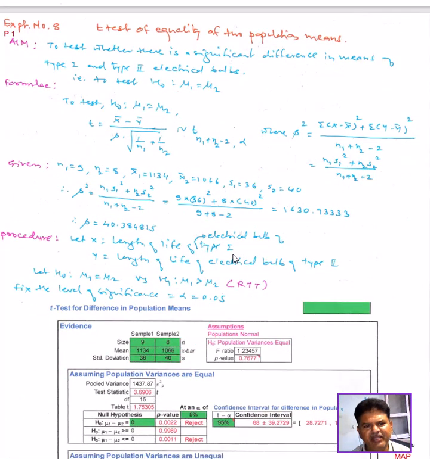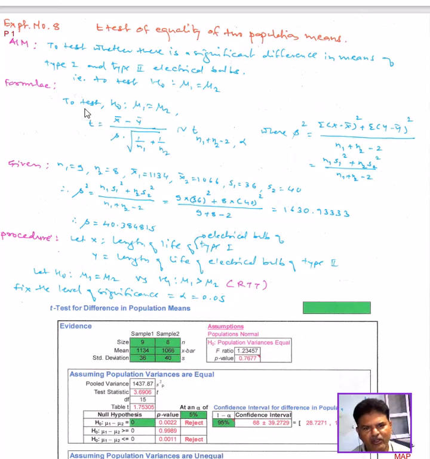See, what is the aim in this case? The aim is to test whether there is a significant difference in the means of type 1 and type 2 electrical bulbs. So my H naught in this case is mu1 is equal to mu2. So what I am assuming here is that the population means of type 1 and type 2 electrical bulbs are the same. So what is the formula?